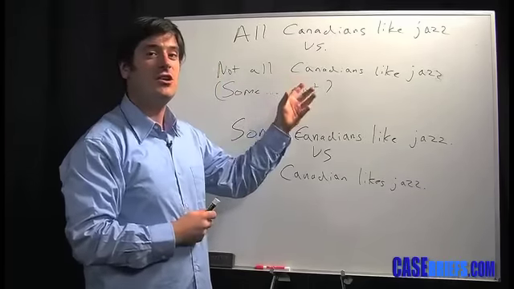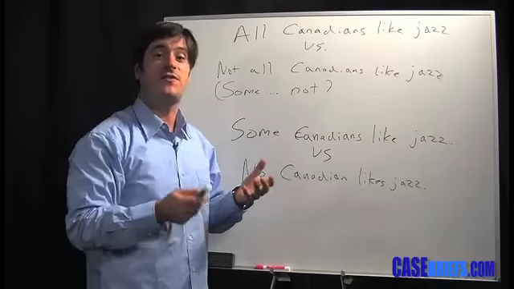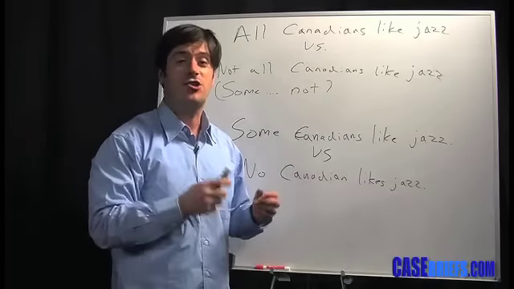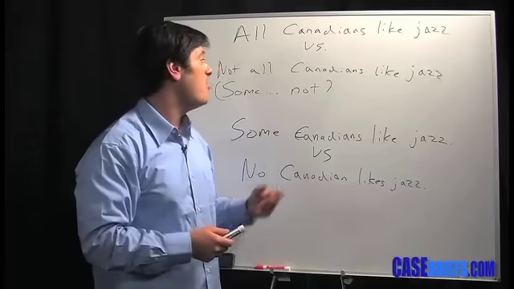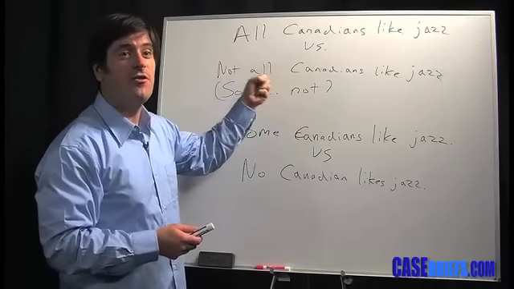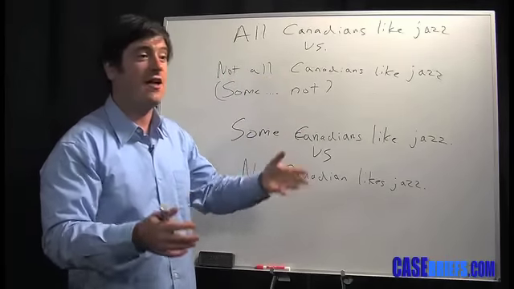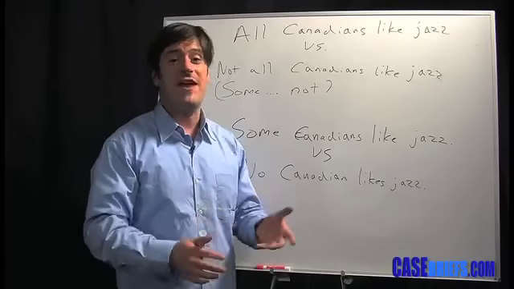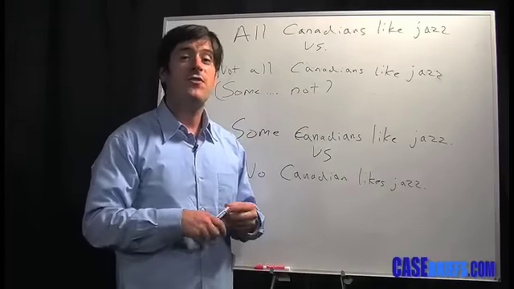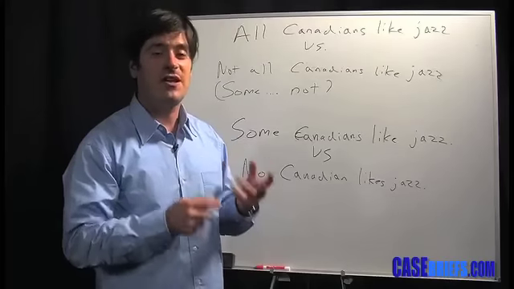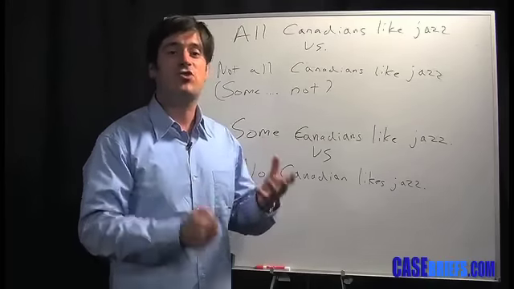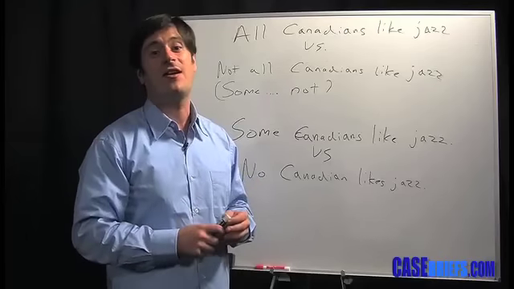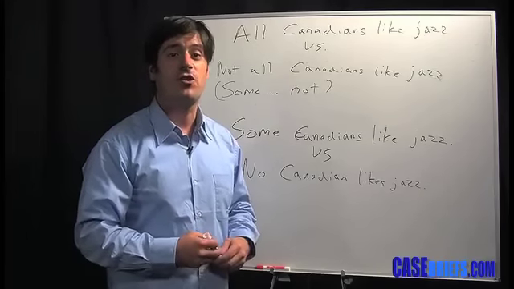Now this negation doesn't destroy the argument. Just because there's some Canadians that don't like jazz, it could still be reasonable to conclude that Joe probably does. I don't know if those Canadians that don't like jazz, if that's more than 50% or less than 50%. Some is deliberately vague. It means one or more. So the negation of the second potential assumption doesn't destroy the argument. Therefore, we can say for sure it's not a necessary condition of the argument's conclusion.